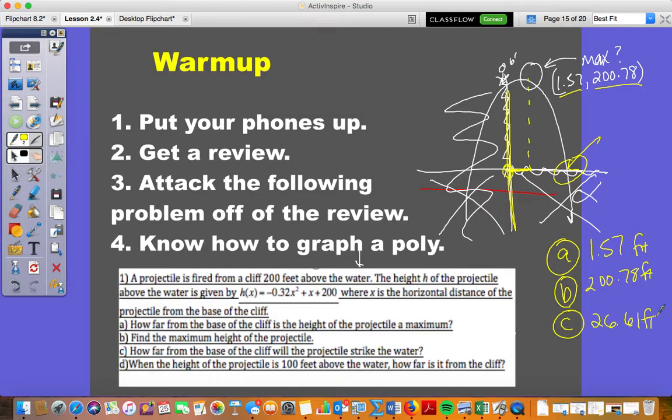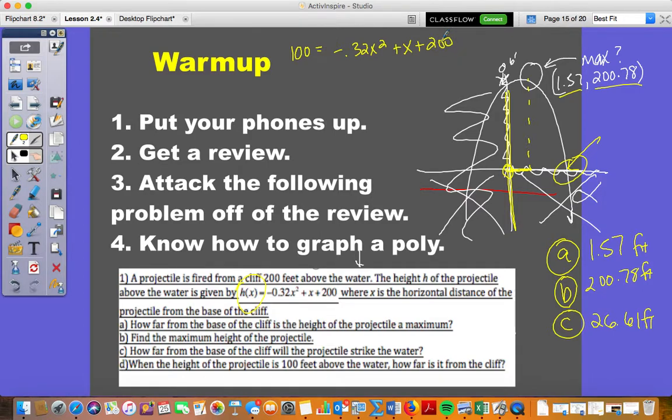And you would say, how is that? Remember, what does h of x mean? Height, right? So normally, like this, we set it equal to 0 and solve, because we don't really have a height. But in this instance, we're going to actually put 100 in for h of x. And if we do that, we get 100 equals negative 0.32x squared plus x plus 200.